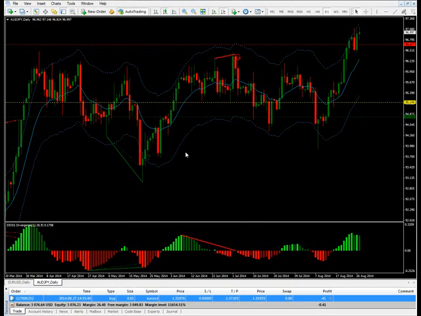But this system works well on daily. Test out as many pairs as you want. You only get 5, 6, 7 trades a year per pair, but you can trade this on many pairs. And the pair you trade it on is all based on you looking through charts and determining whether or not that pair will work with this system.